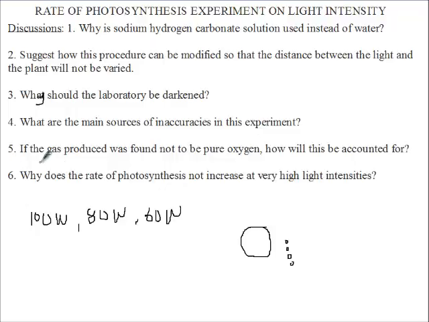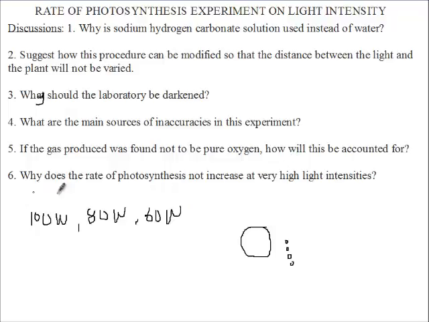In number 5, if the gas produced was found not to be pure oxygen, how would this be accounted for? It is very possible our solution can contain several other gases, because the sodium hydrogen carbonate is supplying us with a constant source of carbon dioxide. So in this case, it is very easy for the gas not to be pure oxygen.